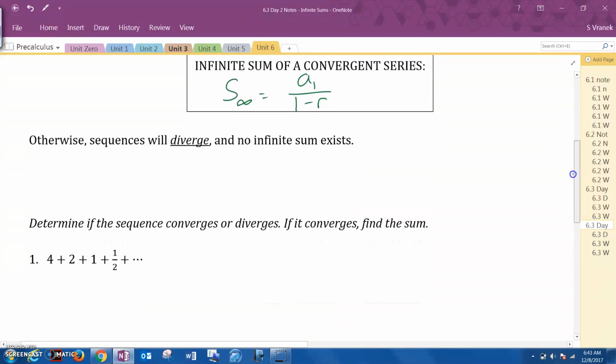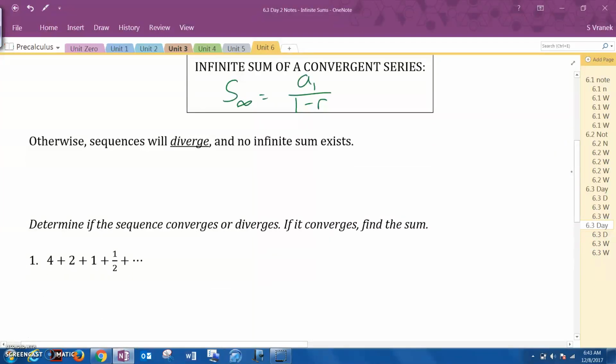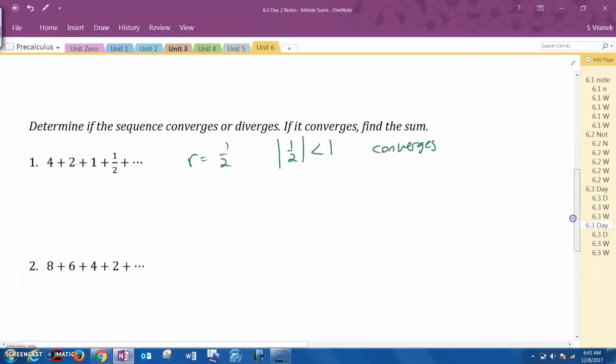So let's take a look at this. Number 1: 4, 2, 1, 1/2. Hopefully you guys realize that the common ratio here is 2 divided by 4, 1 divided by 2. No matter what it is, it's 1/2. The absolute value of 1/2 in this case is less than 1, so this series converges. So now I can find the sum.